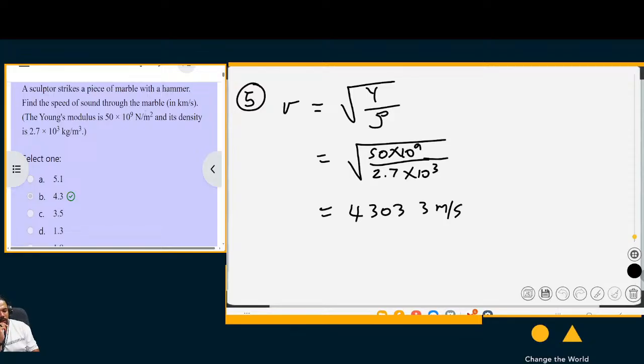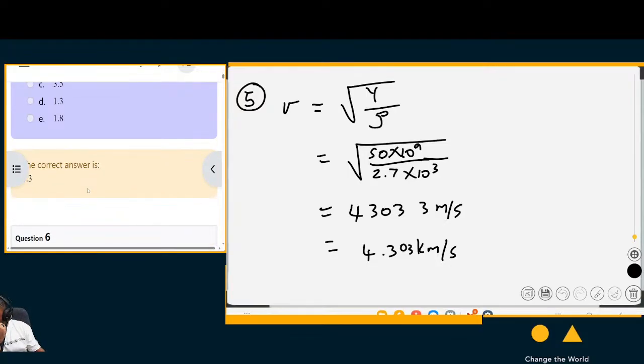In meters per second, it's 4,300. But if you want it in kilometers per second, we just divide by 1,000, so it'll be 4.3 kilometers per second. 4.303 kilometers per second. And that is the answer there, 4.3.